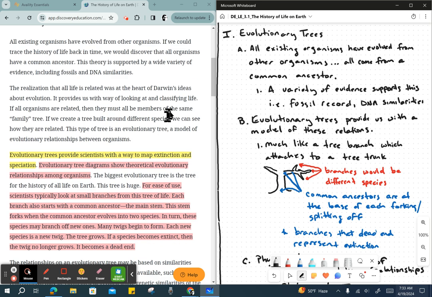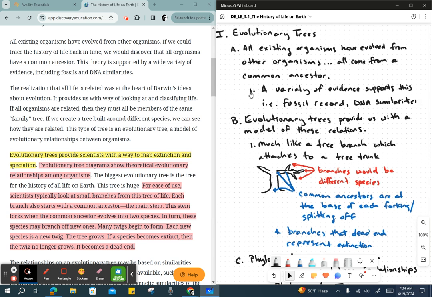So, if we take a look at letter A, all existing organisms have evolved from other organisms, and all have come from a common ancestor. You may take a look at ourselves, the eukaryotes, for example. You might look at plants, bacteria and fungi and protists, all these different types of life, these different domains and kingdoms, and yet they're all related. They all can be traced back to a common ancestor.